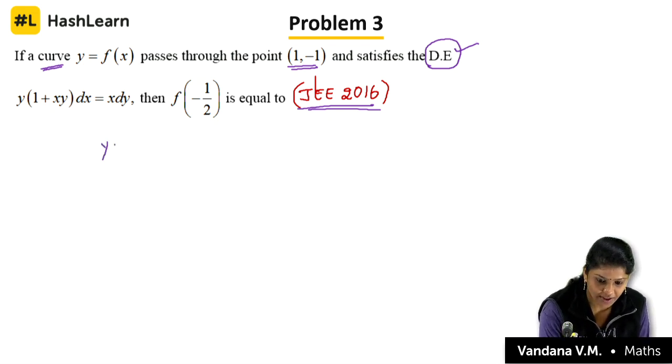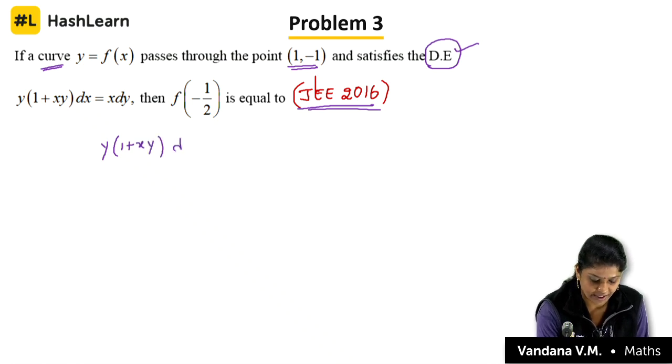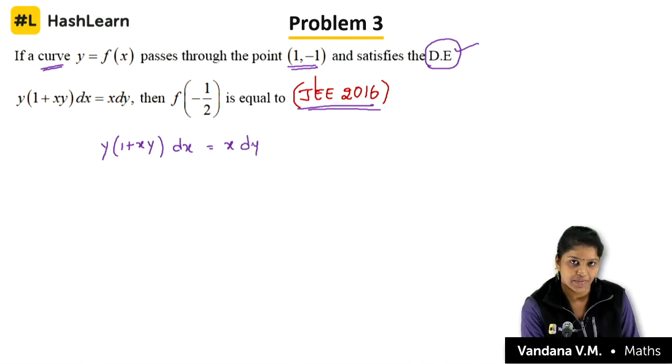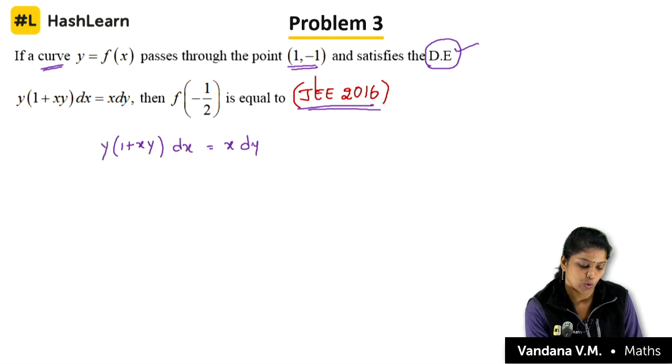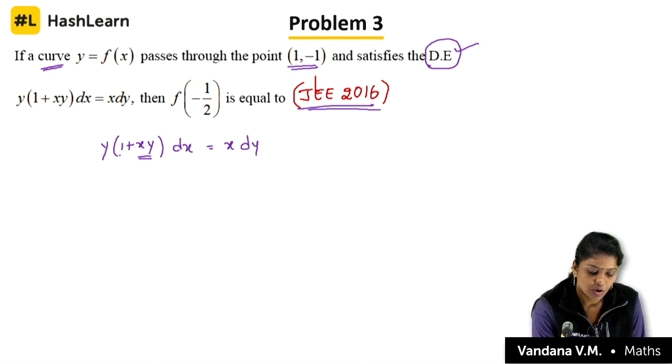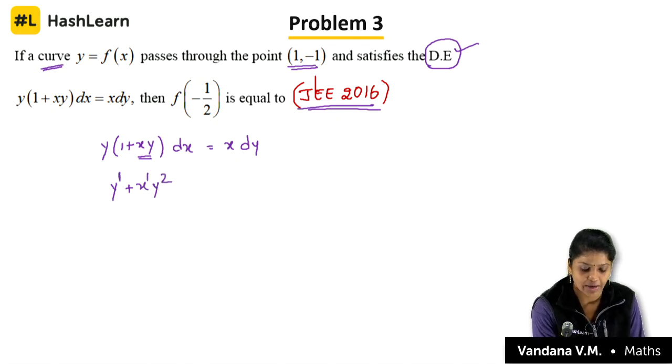So first let me write y into (1 plus xy) dx is equal to x dy. Can I separate the terms? No, because of this xy, 100% I cannot separate the x terms separately and y terms separately. Okay. Next, think of homogeneous, the second method. If you multiply y plus xy squared, here the degree is 2, here 1, total 3, here only 1. So it is not homogeneous.